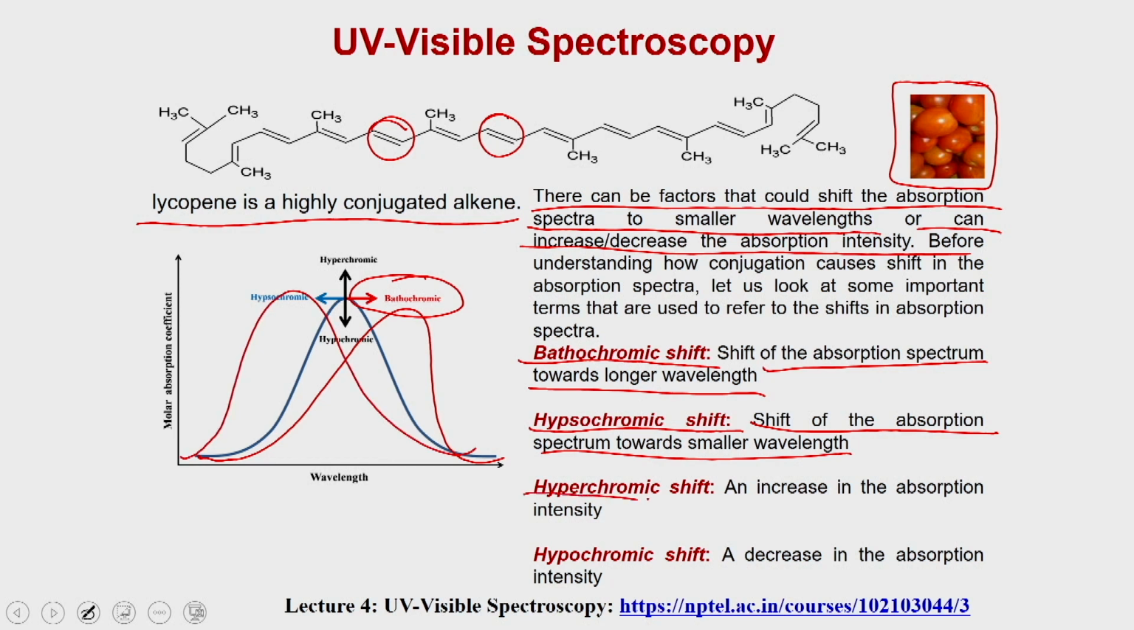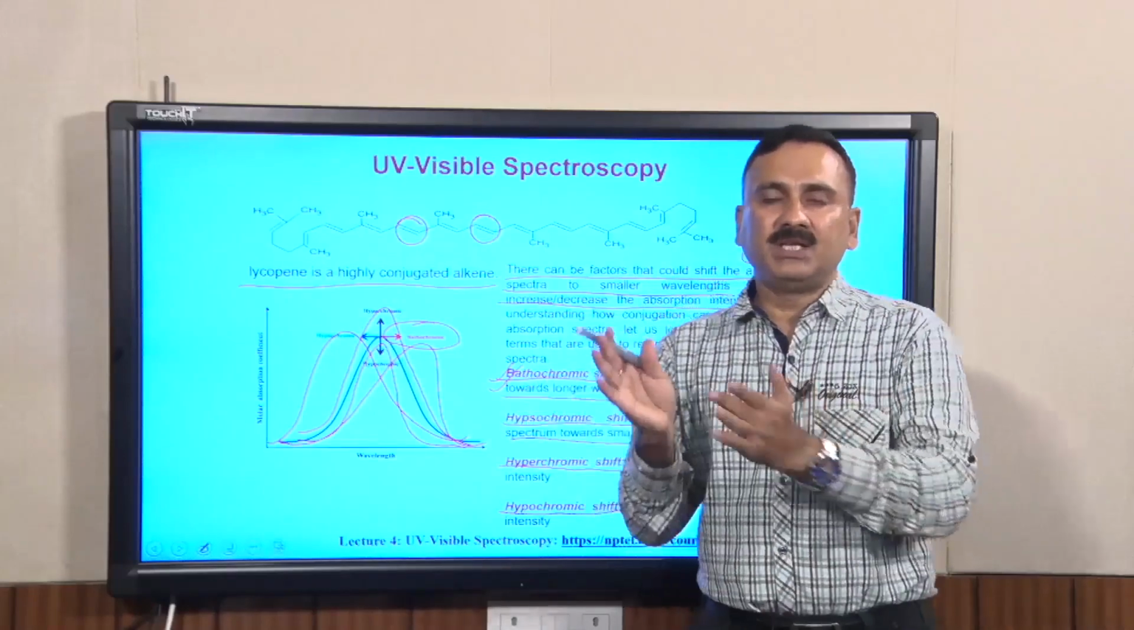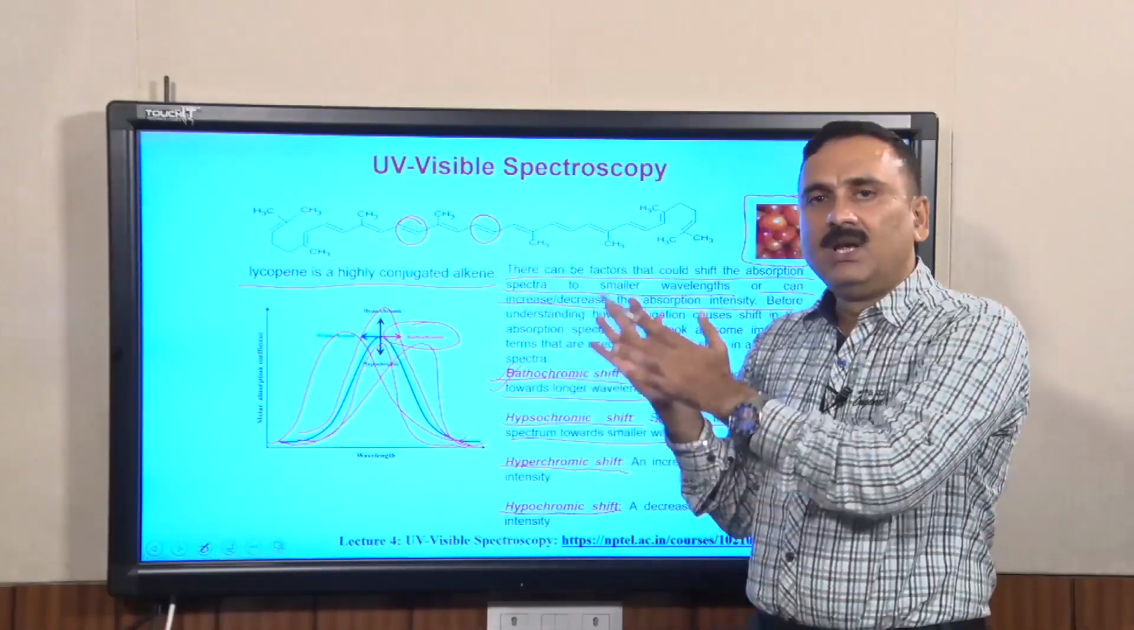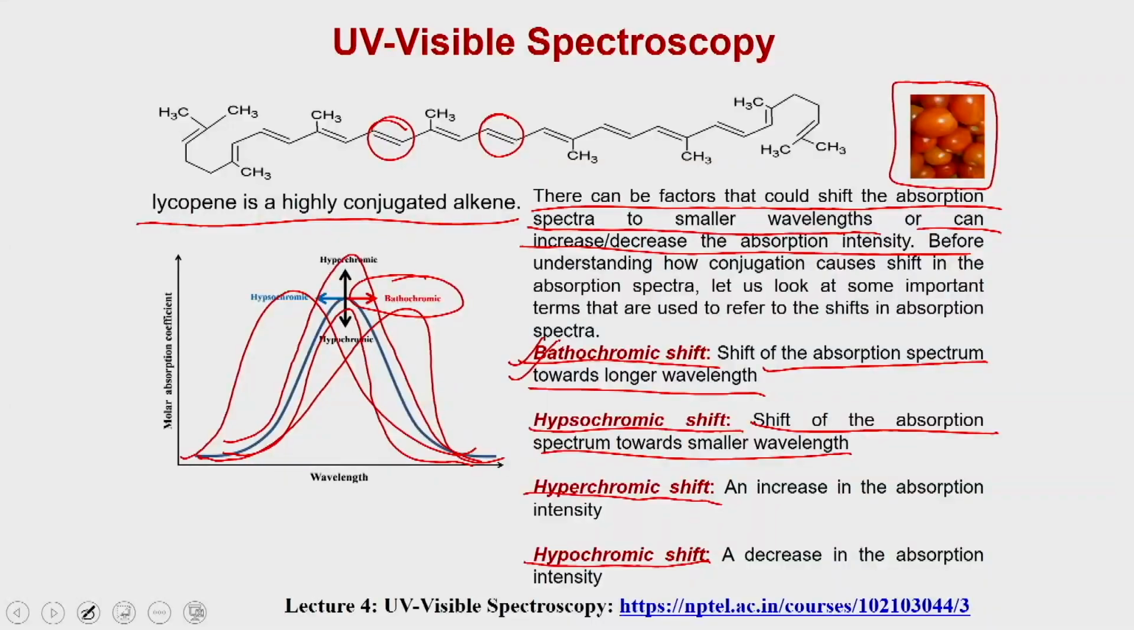Then you can have the hyperchromic shift, which means the absorbance will go up, or you can have the hypochromic shift, which means the absorbance is going to go down. In all these phenomena, in one case your lambda max is changing towards the longer wavelength, which is the bathochromic shift. The other one is the hypsochromic shift.